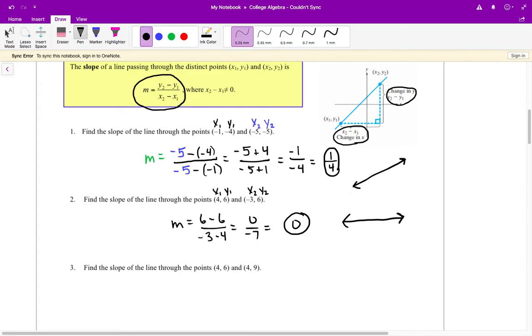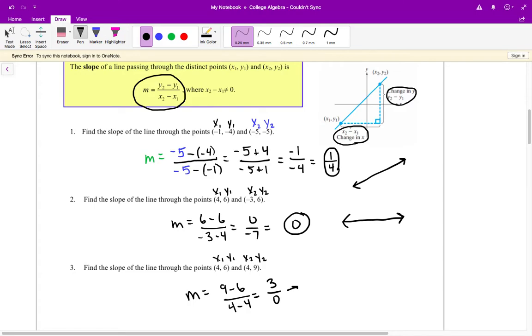But one more practice with slope. (4, 6), so 4 is x1, 6 is y1, 4 is x2, 9 is y2. Take it through the same formula. So y2 is 9, y1 is 6, so 9 minus 6. x2 is 4, x1 is 4, so we see 3 over 0, and I can't divide 3 by 0.